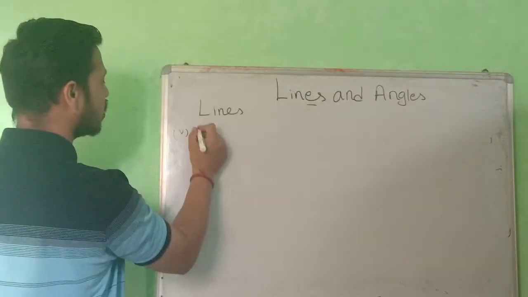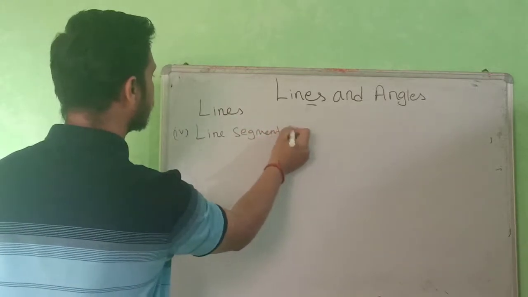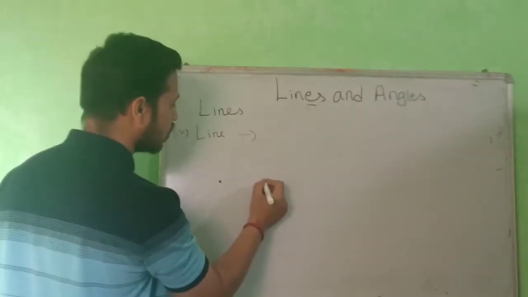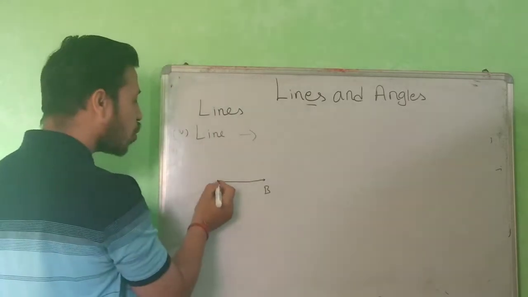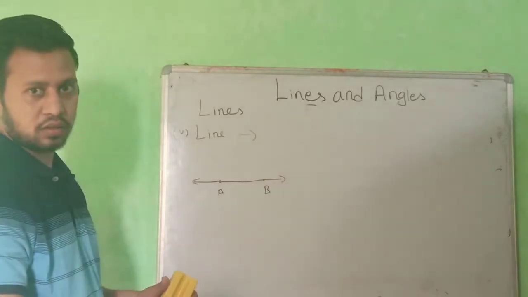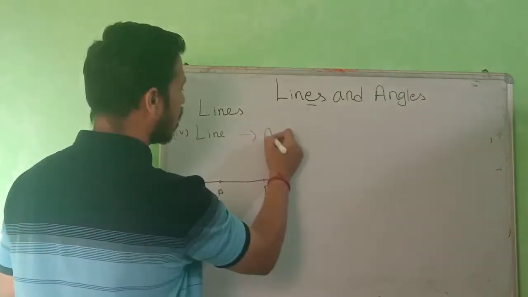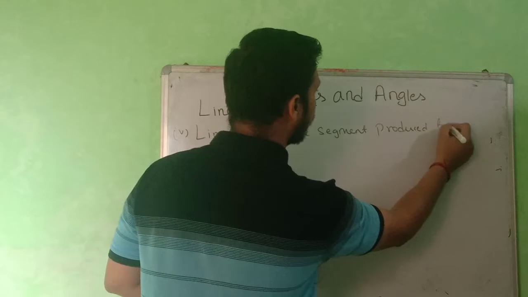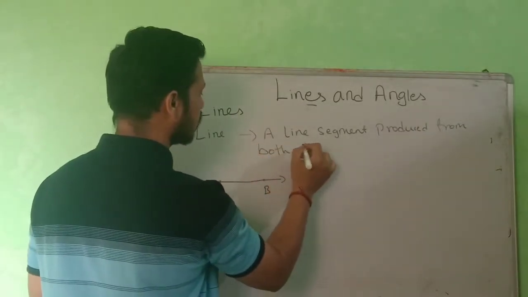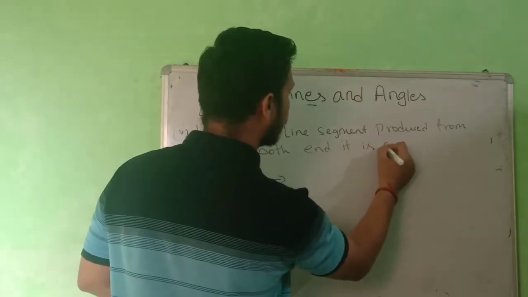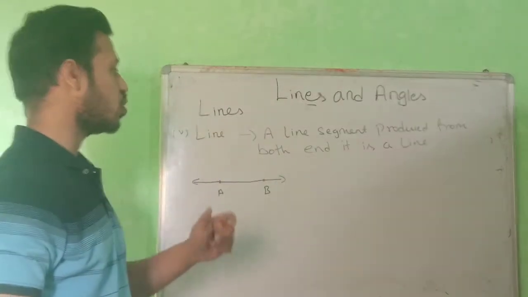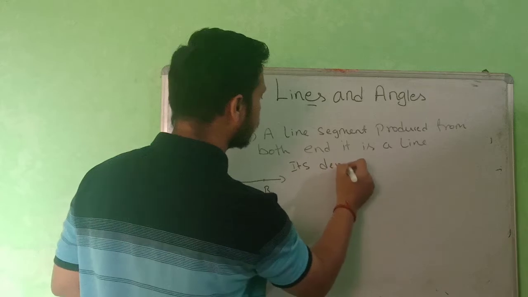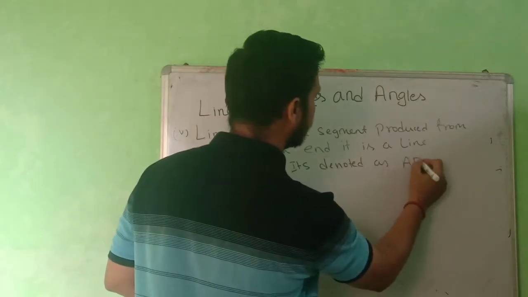Now we will talk about the fourth one, which is line. Line segment we have studied. What is a line? This is a line segment. When we produce this line segment from both the ends, it becomes a line. A line segment produced from both ends is a line in a straight path. It is denoted as AB like this.